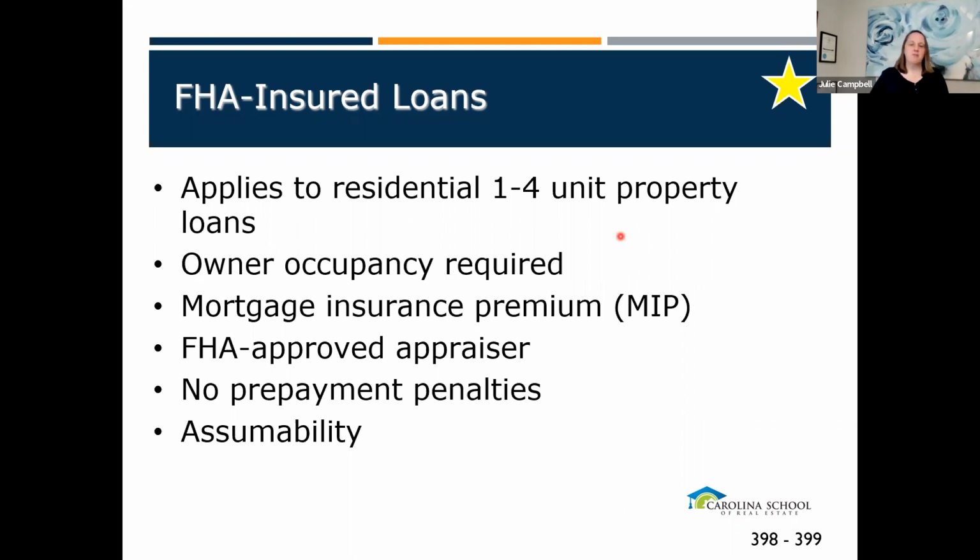FHA isn't going to charge prepayment penalties. Remember, we talked about prepayment penalties last night. Prepayment penalties is a penalty they can charge if you pay your loan off early. Well, those aren't allowed on FHA loans.